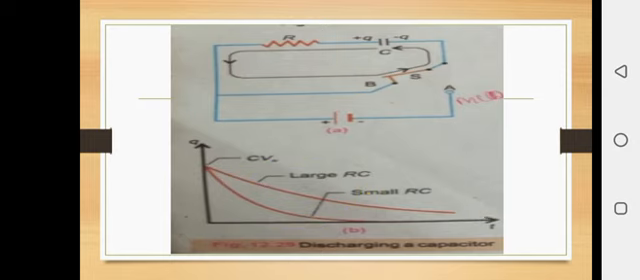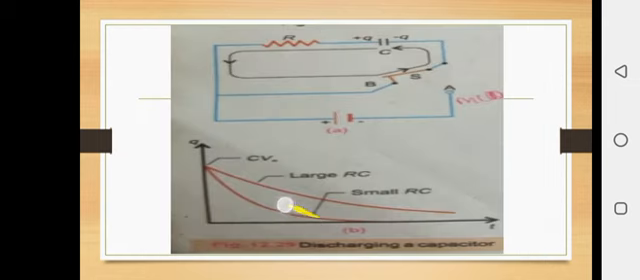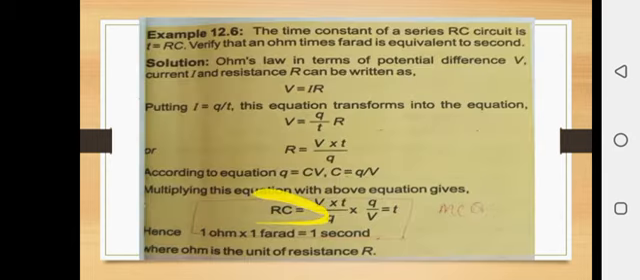This lower line shows small values of RC, while this upper line shows large values of RC. As we have agreed, a small value of RC shows more rapid discharge. So this question may be asked in this way: draw the graph which leads to more rapid discharge. So you can draw this graph, and this is an important example.